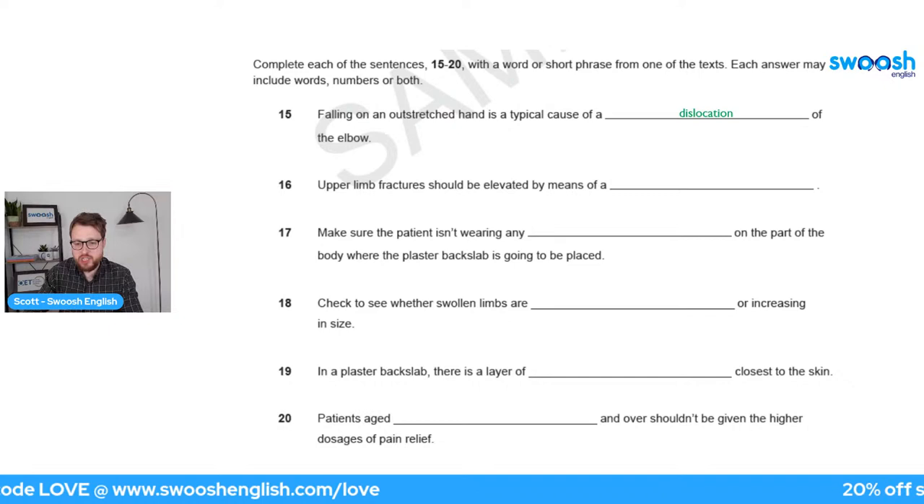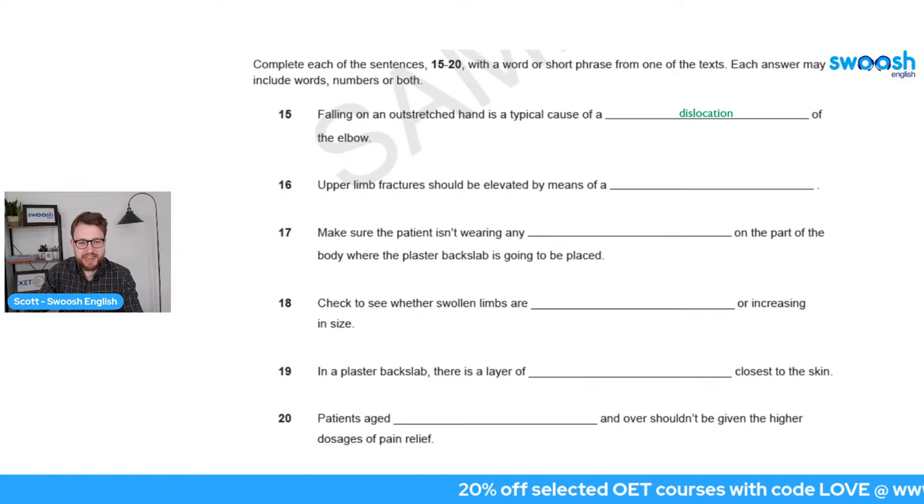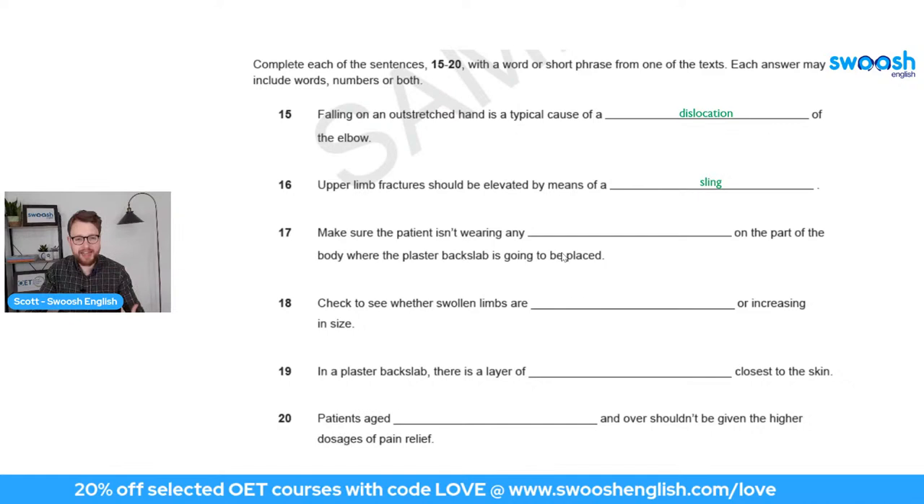Some of you have written words like sling. So let's lock in sling and see if you are correct. Well done, guys. Sling is the correct answer. It is a noun and it is related to the word fracture.